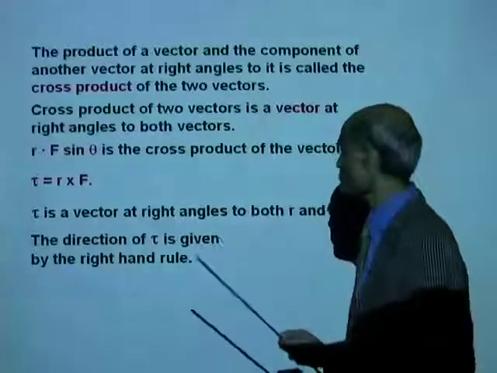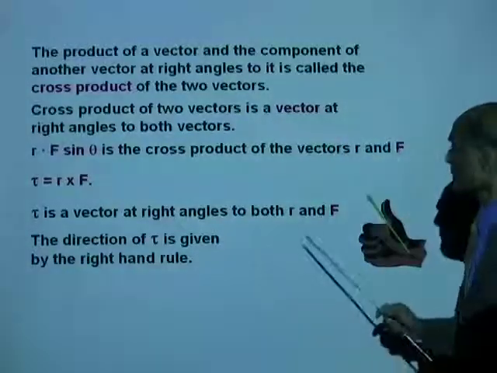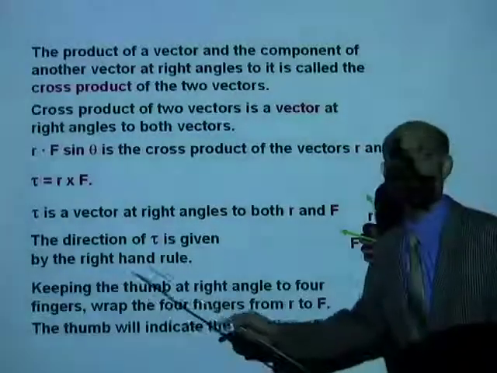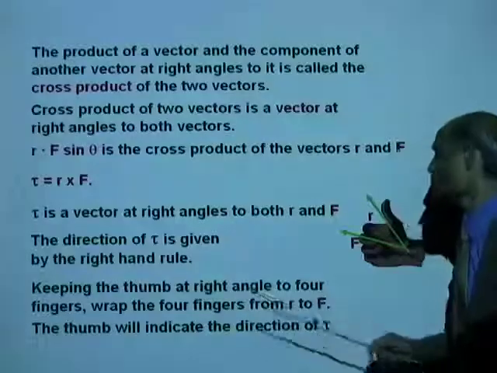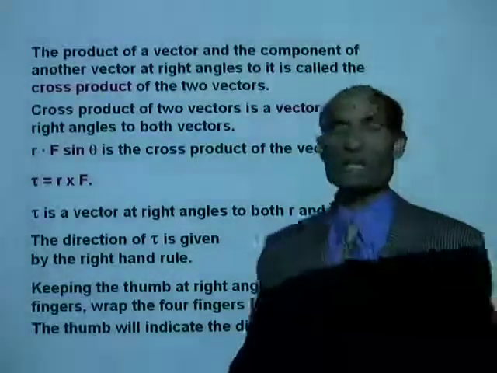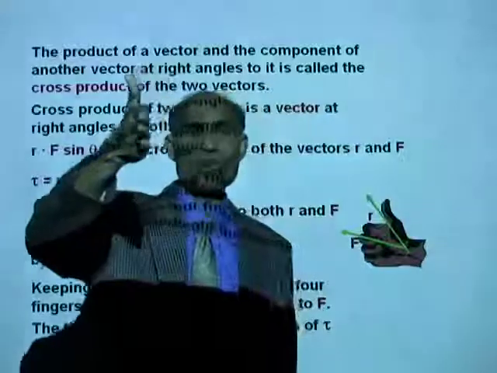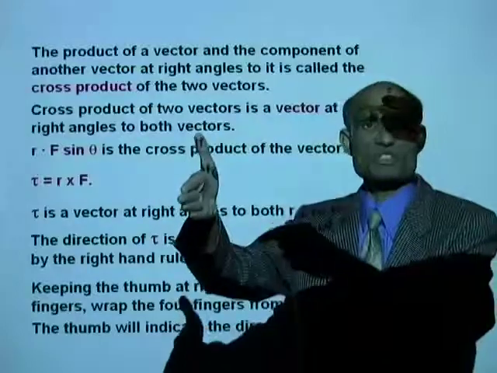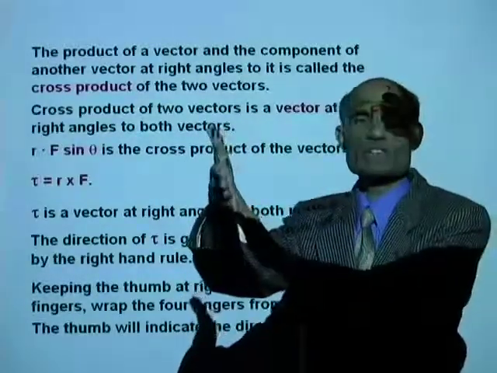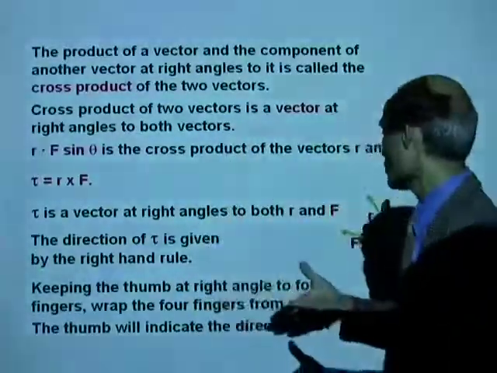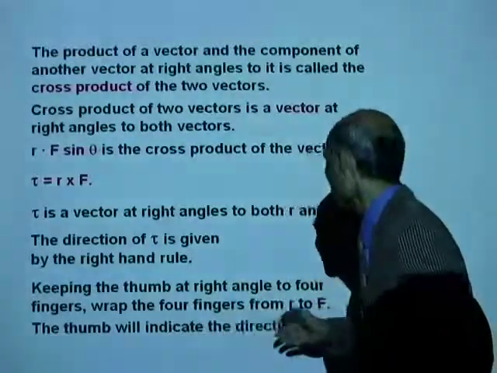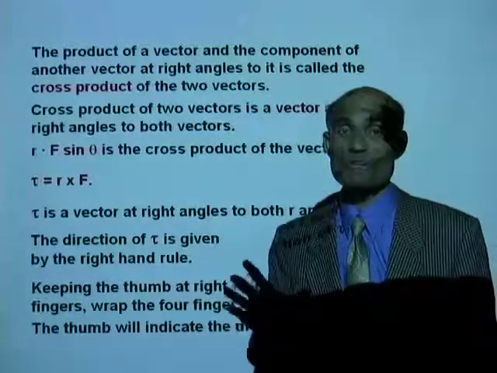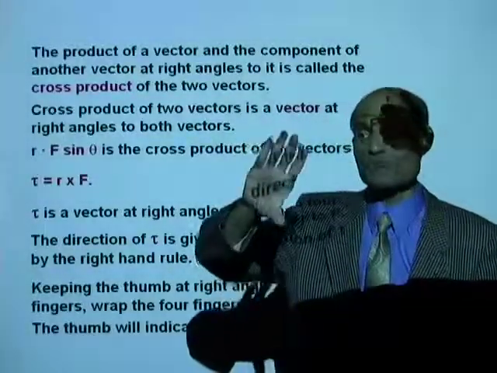What is the right hand rule? Okay, let's make the statement of the right hand rule. Keeping the thumb at right angles to the 4 fingers. Now, these are the 4 fingers and the thumb is at right angles. You can see that. Keep the 4 fingers with the thumb at right angles. Now wrap the 4 fingers from R to F.